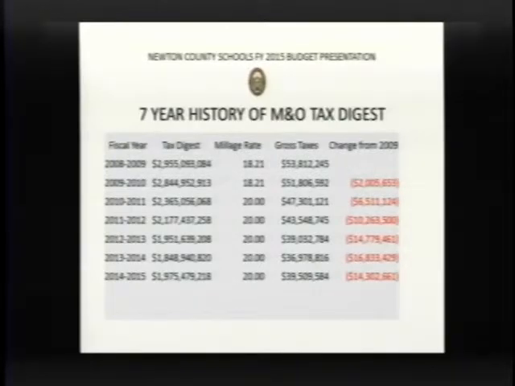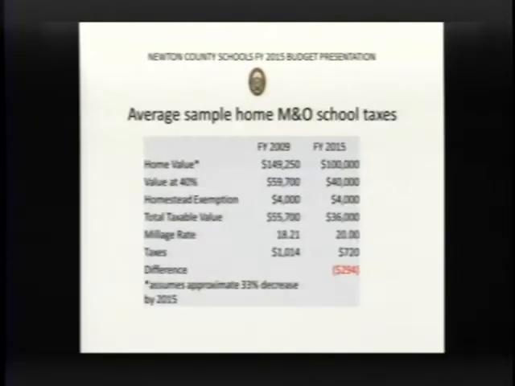Gross taxes are a whopping $14,302,661 less than they were in 2009 at 18.21 mils and 20 mils for 15. So the digest is still down 33% even with this uptick that we're glad to get, of course.